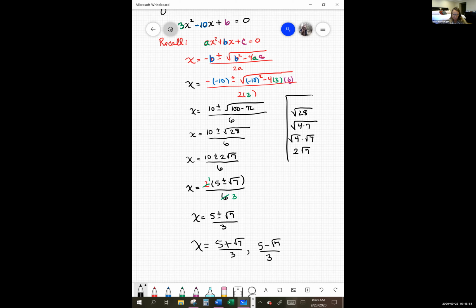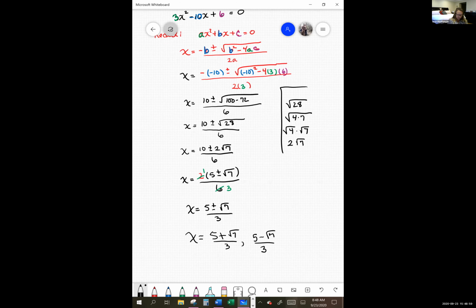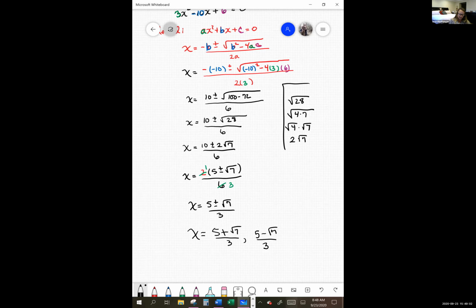So let's just go to Desmos real quick. Let's graph that function and show our values. At 5 plus root 7, let me just estimate what that is. Root 7, and I'm going to divide that whole answer by 3. We get approximately 2.55. And if I do 5 minus the square root of 7, take that result and divide it by 3, we get about 0.78.